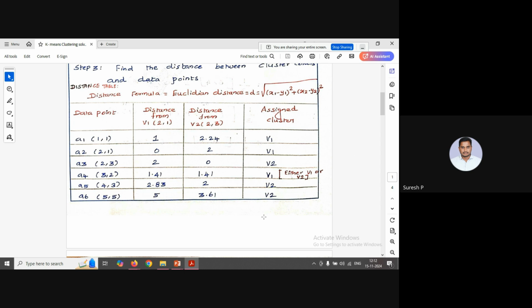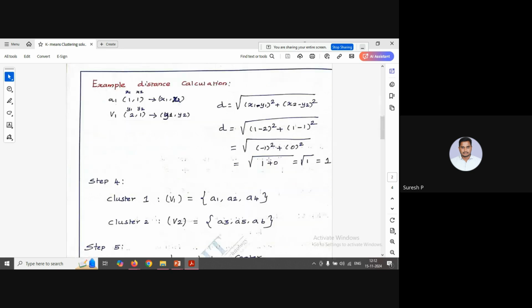So this is an intermediate cluster assignment. This is not the final cluster assignment. Now what do we have to do? In V1, there are 3 data points, A1, A2, A4. In V2, there are 3 data points, for example A3, A5 and A6.